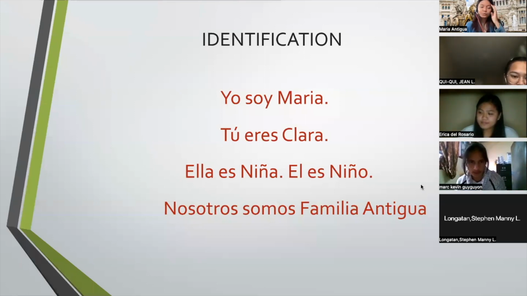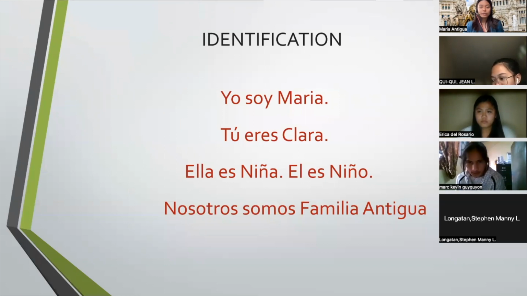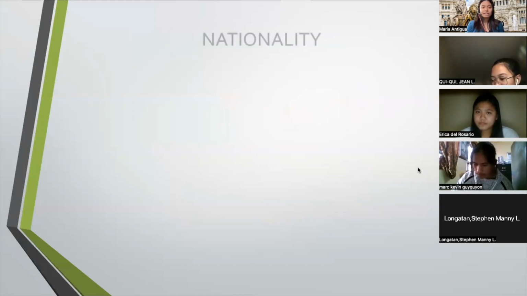All right, so, nosotros somos familia Antigua. Okay, nosotros somos familia Antigua. We are the Antigua family. Okay, that one also next week when you are introducing your family. No, nosotros somos familia del Rosario. No, ella es mi mamá, él es mi papá. You show your pictures. Okay, so ganyan.